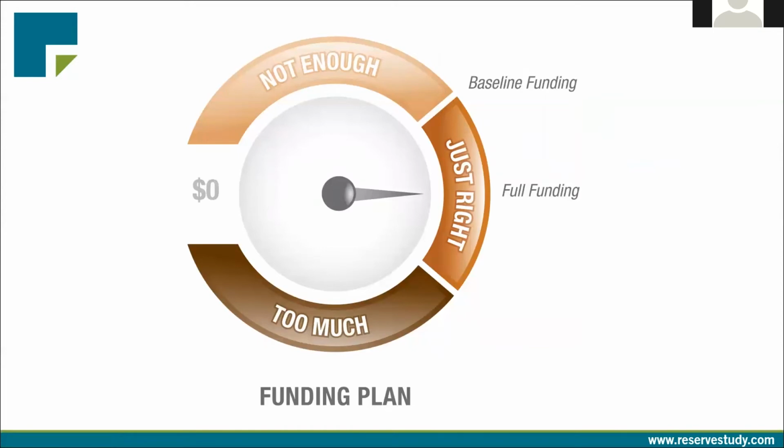So what we find is that for every association with a stable component list and reasonable estimates for interest and inflation, there's a narrow band of contributions that will be just right, a reasonable and stable plan that provides sufficient funds for those upcoming expenses. Maybe a little more or a little less based on your funding goal. Contributions that are just right for your association.